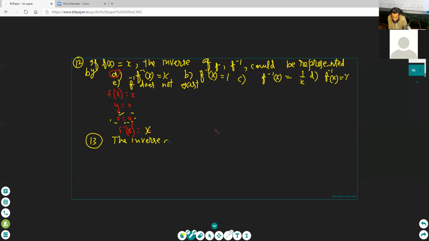The inverse of a function. When an ordered pair is given, then for the inverse we replace x by y: 2 comes first and 1 comes here. For f inverse, we change all ordered pairs, meaning we replace x by y. The meaning of this is 2 to 1 and 1 to 2. For all types of questions, the concept is the same, but different functions have different forms.